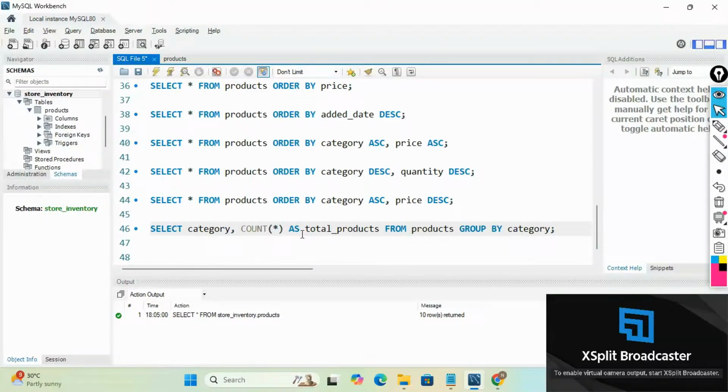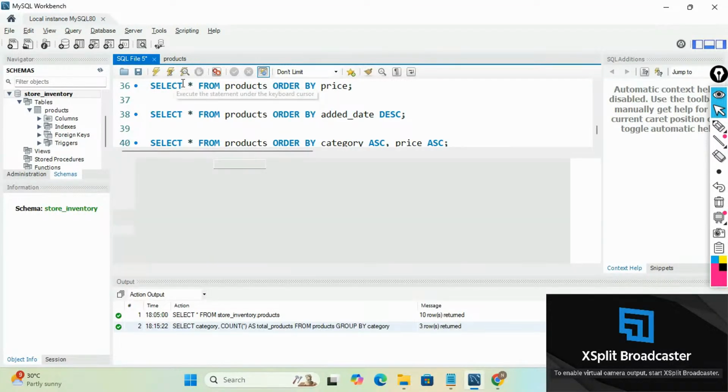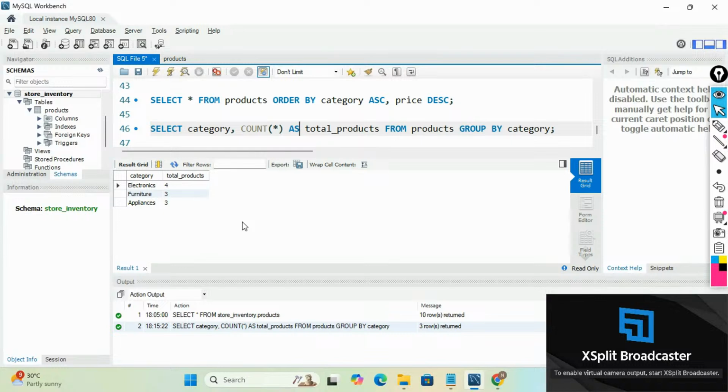So let me execute. See, three categories. Why did I get the category column? Because I have clearly mentioned it here. And one tip, keep it in mind: whenever you are using group by on a column, ensure that this column is also present in the select part.